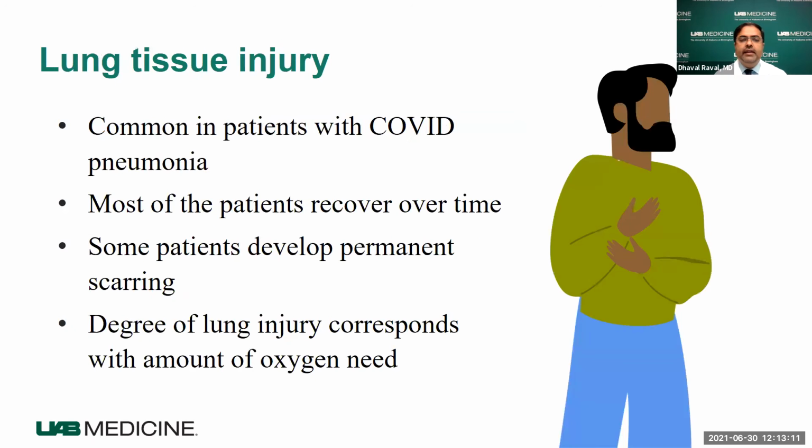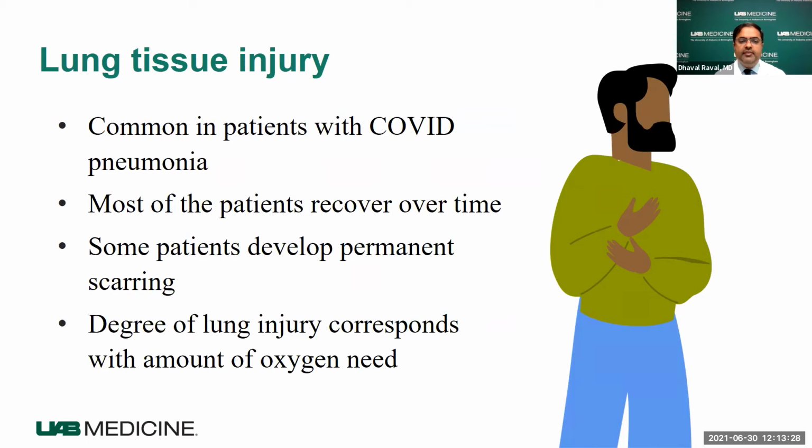The second mechanism is the lung tissue injury. This happens when a patient has developed pneumonia after COVID. The pneumonia that happens after COVID infection is usually multifocal, or involving various parts of the lung.